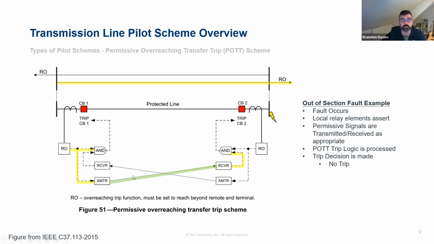And on the other side, we received permission from the other end to trip, but we do not see a fault in front of us. So this AND gate isn't satisfied and no trip is made. So for those two basic examples, you can see how you really improve the selectivity and reliability and security of the scheme, while also improving the operate time of the scheme, because you don't have to wait for a coordination timer, that zone 2 timer, to time out.